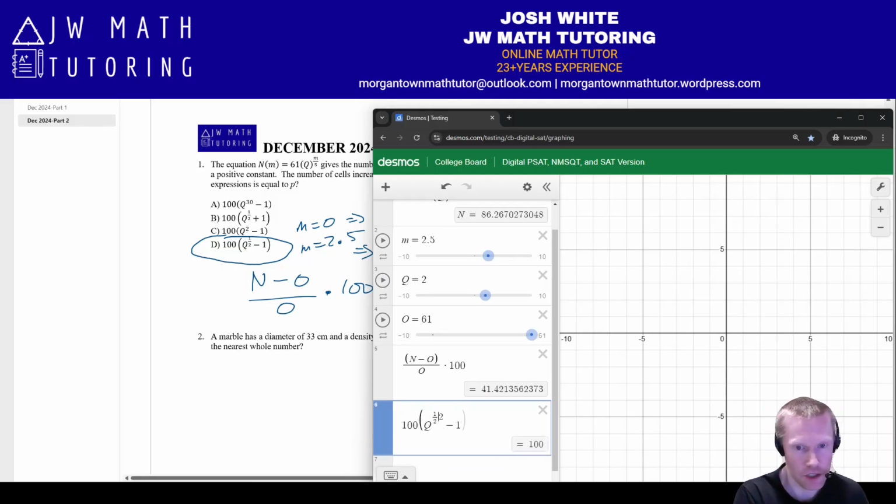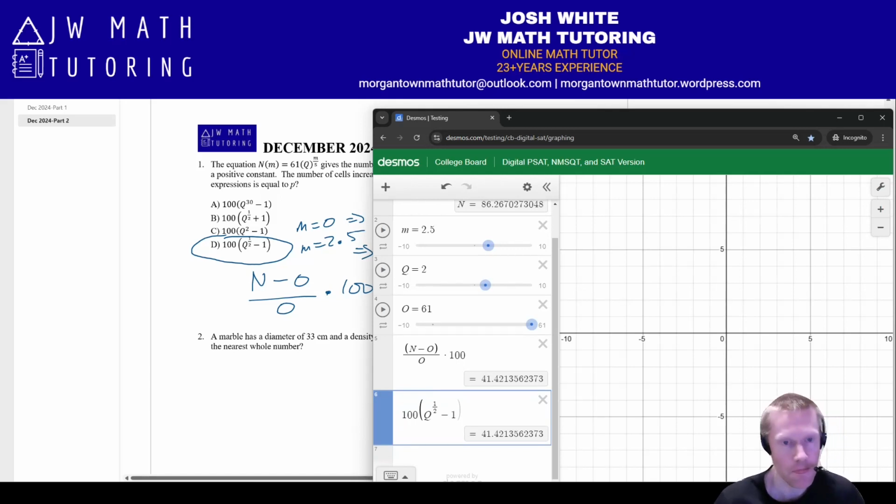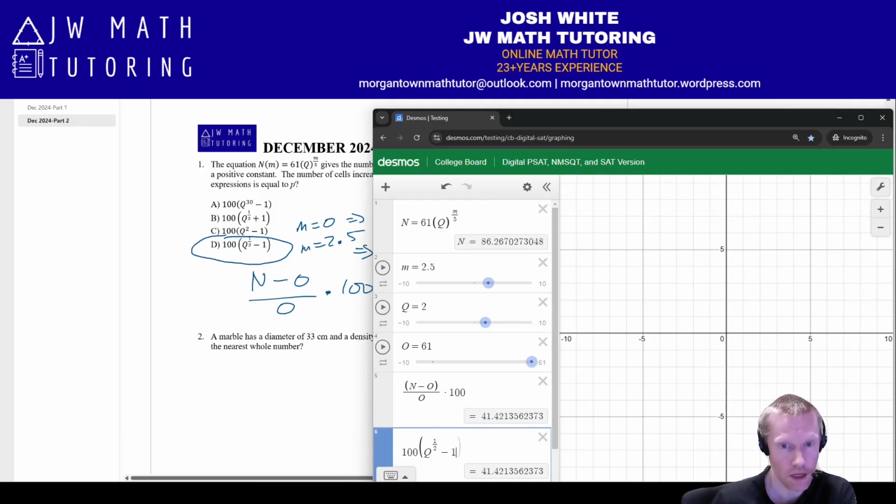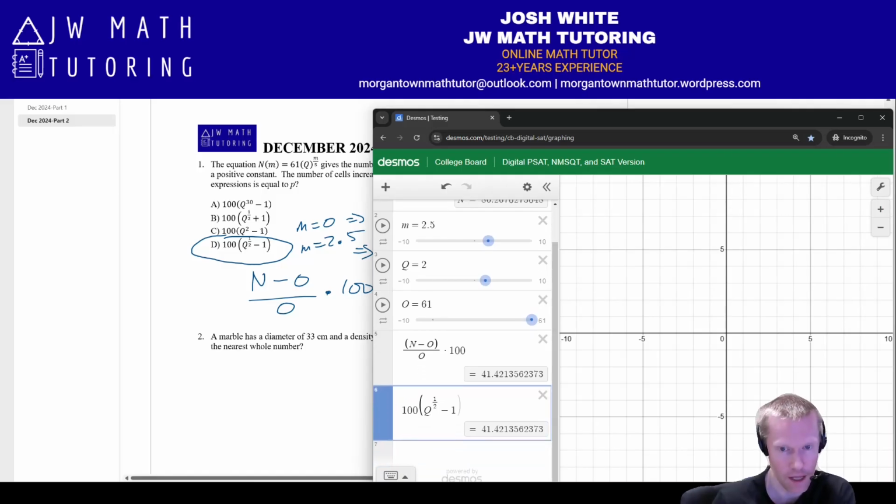So by process of elimination, you would recognize that it's D, but we can also see the values match. Okay, so the percentage increase I get, calculating it out using just picking numbers for Q, and plugging in m equals 0 and m equals 2.5 and finding the percentage increase according to the formula, matches what you get when I plug in the value of Q that I chose to the different answer choices. So correct answer is just going to be D here.